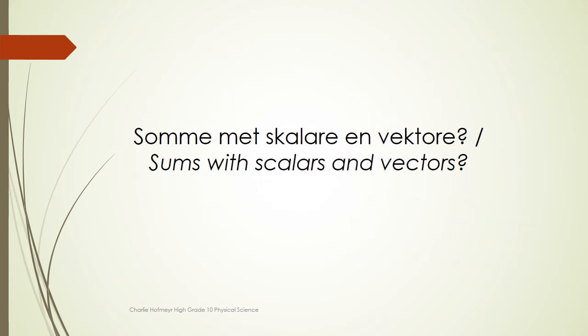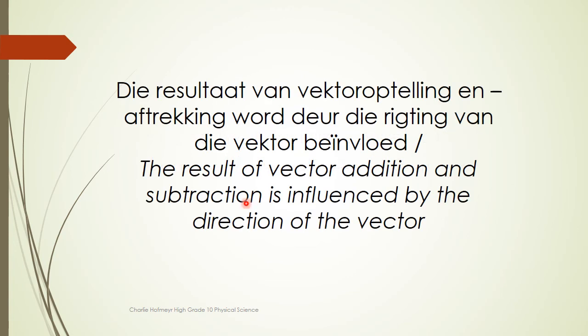How do we do addition and subtraction with vectors? Is it the same? Scalars, as we've mentioned, only have magnitude, which means they're just numerical values. That means they can be added or subtracted like normal numbers. But when we get to vectors, we have to consider the direction, so we cannot add and subtract vectors like normal numbers. We know that the result of a vector addition or subtraction is influenced by the direction of the vectors.